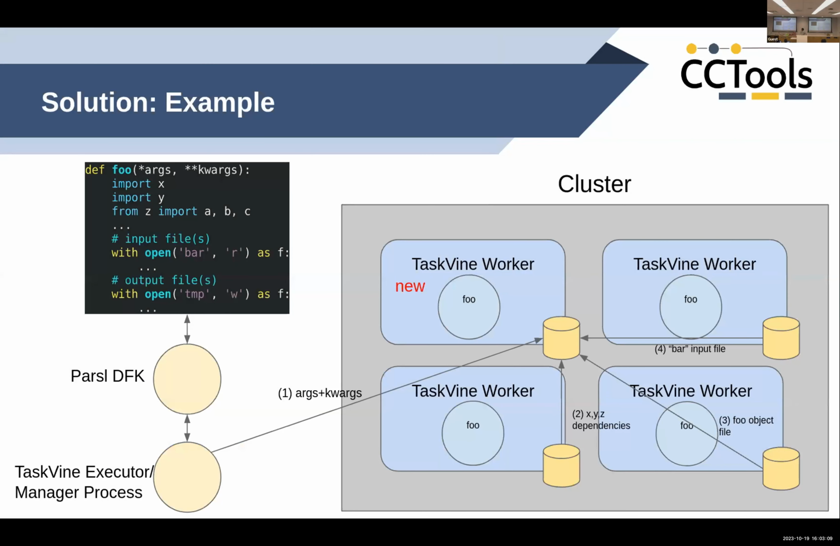I have an example here for the full function. So the first thing is that it's going to be given to the Parsl data flow kernel for analysis, and then it's given to the TaskVine executor manager process.